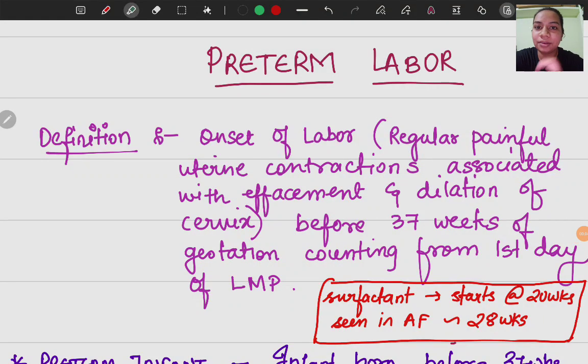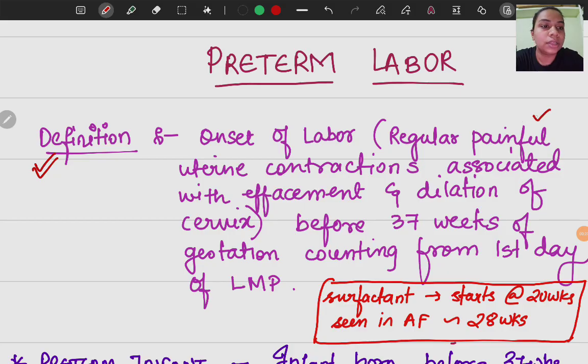So today we are here again with a new topic, that is preterm labor. So we'll start with the topic. First we will start with the definition. How do you define preterm labor? Preterm labor is the onset of the labor.